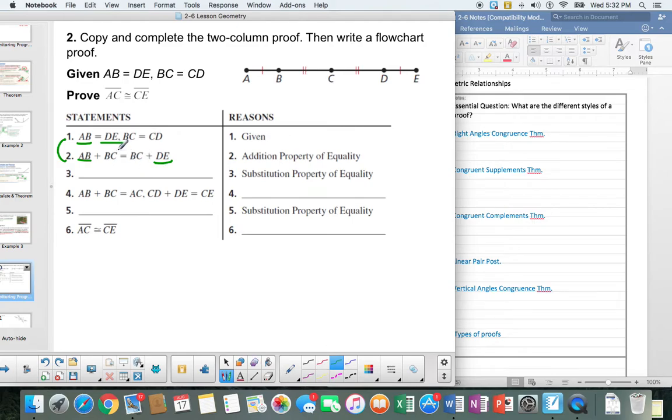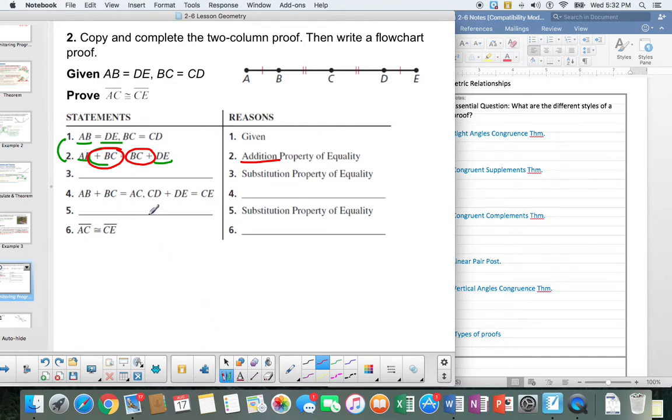And it looks like there's a plus, let me change the color. Looks like there's a plus BC and a plus BC. So that makes sense. It's the addition property of equality. Okay, now it says substitution. So we're going to be substituting something.